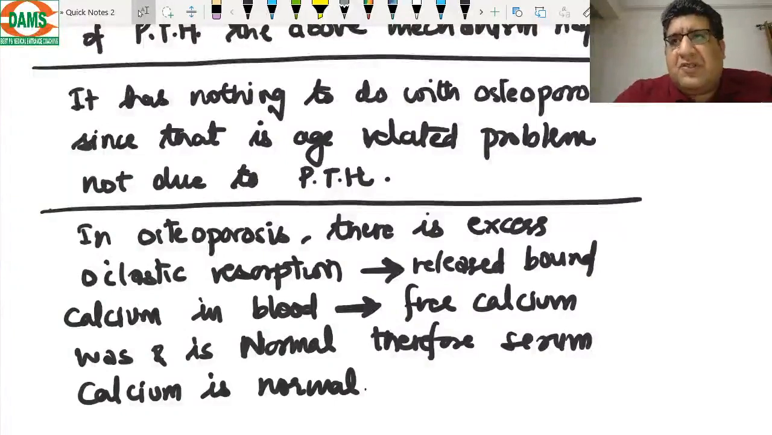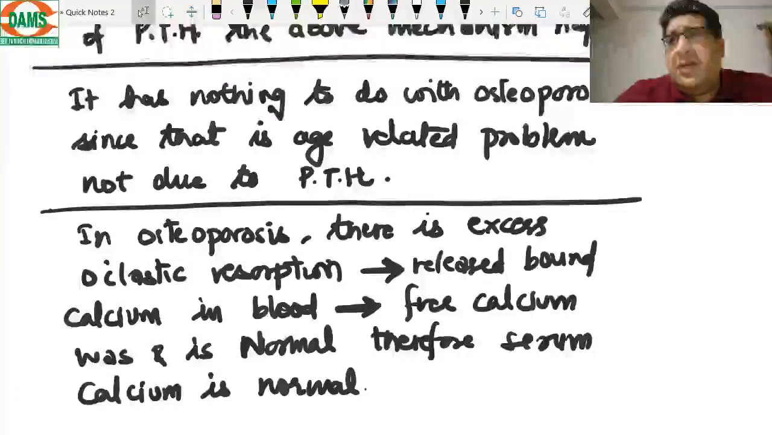So that was the concept, that in osteoporosis, even if there is excess osteoclastic resorption, ideally what one thinks is that serum calcium should increase. I agree that serum calcium will increase, but the total serum calcium will increase, the bound serum calcium will increase, but the free serum calcium was normal, is normal, will always remain normal. And the blood test that we do in our laboratories is usually a quantitative estimation of the free calcium, and that is why we get serum calcium which is normal. It has nothing to do with parathormone.